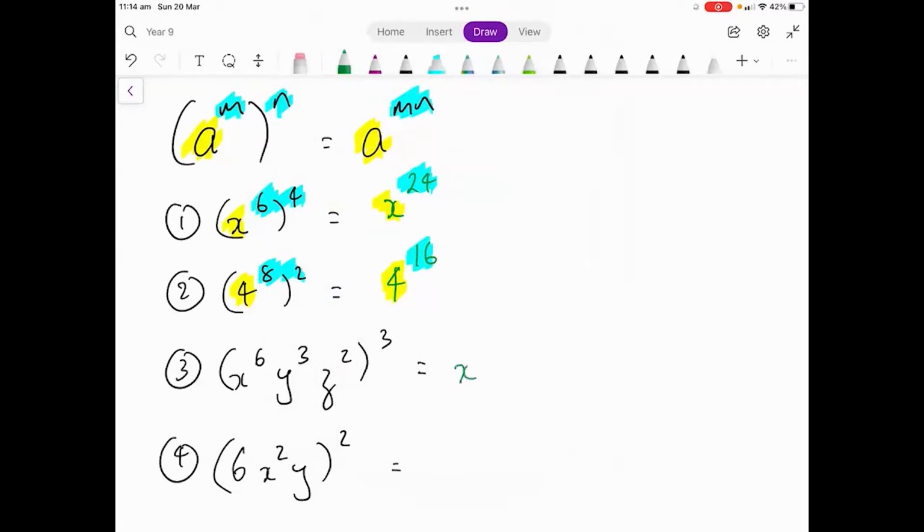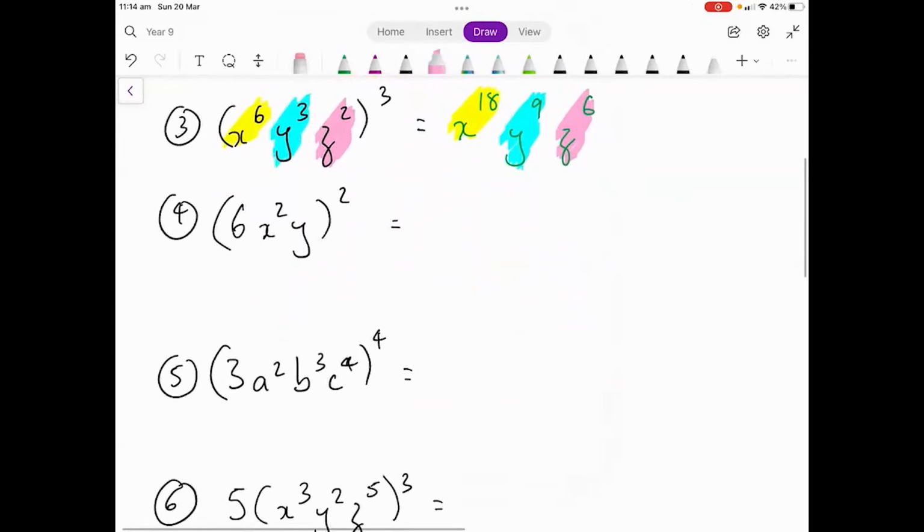Third question, a little bit more complicated. You need to multiply each of those powers separately. So 6 times 3 for the power of x, 3 times 3 for the power of y, and 2 times 3 for the power of z. That gives you x to the power of 18, y to the power of 9, and z to the power of 6.